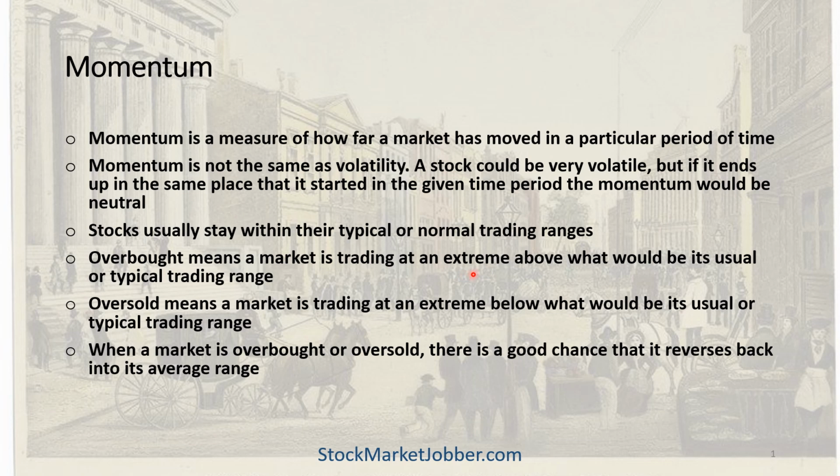Now, if something gets really aggressively bought, if investors get overly exuberant or enthusiastic and they buy it aggressively, it could get above what this range is. We call this overbought. On the other side, if investors get really bearish or really kind of freaked out and they knock the stock down and it gets below this normal or typical trading range, we call that oversold. So this is important because when markets are overbought or oversold, there's a good chance that they reverse.